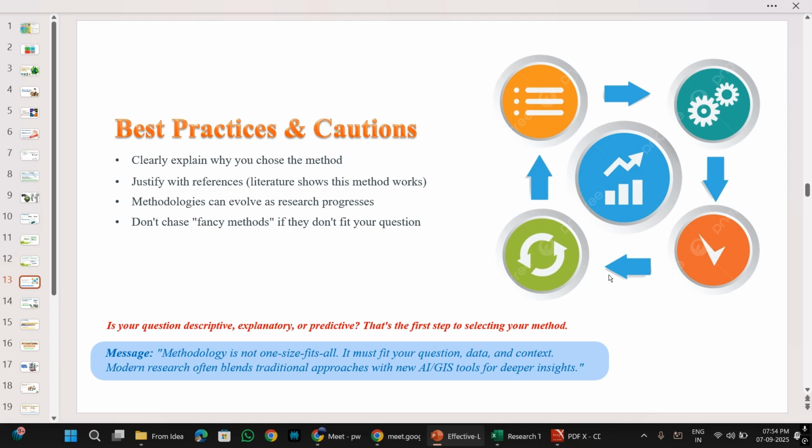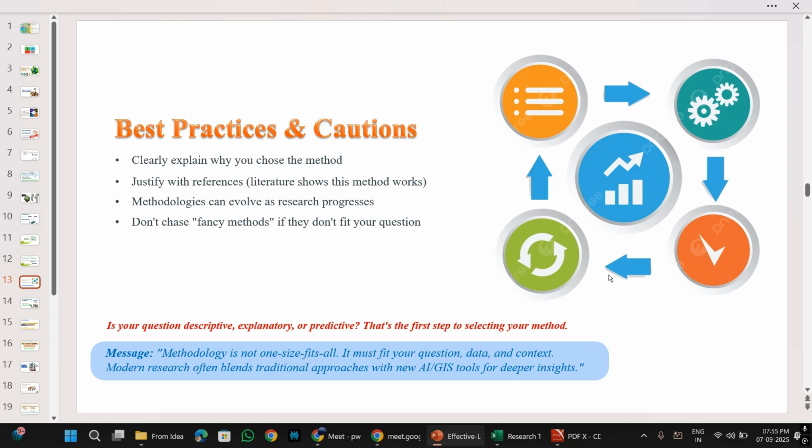Now the message I want to give here is, methodology is not one size fits all. Somebody could be studying the same environment that you are studying, only that it is geographically at a different place. But that doesn't mean that the methodology that they have used, you are also going to use. Not one size fits all. That's not the policy that we are going to follow. There might be some modification that will be required in order to customize the methodology to find your answer. It must fit your question, the data, and the context.